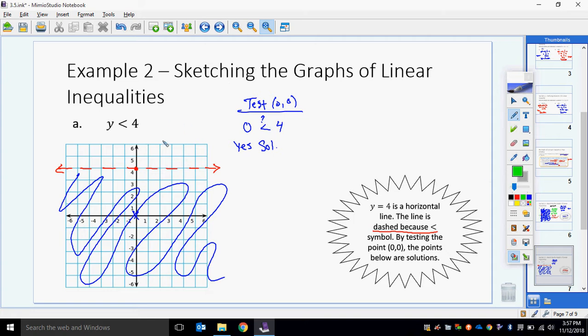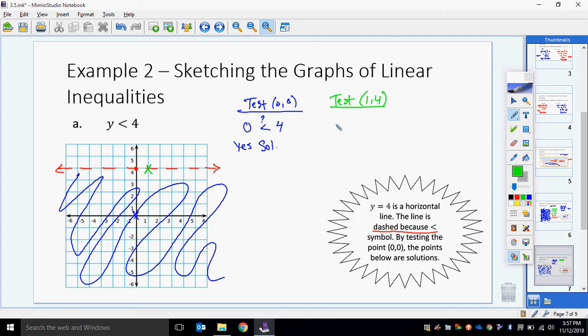Now let's get back to what I was saying about on the line. This point right here is on that dotted line. Let's test it and see if it is a solution. I know everything under the line is, because I tested 0, 0 and 0, 0 was under the line. Let's test the point 1, 4.